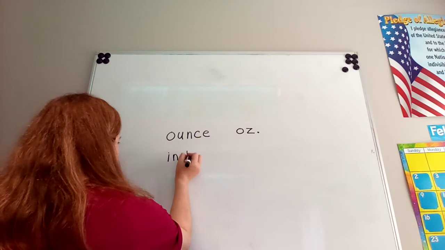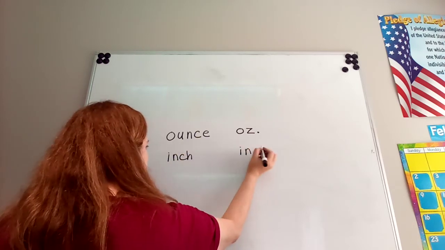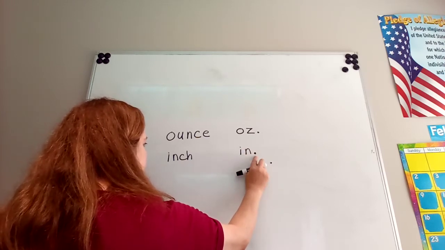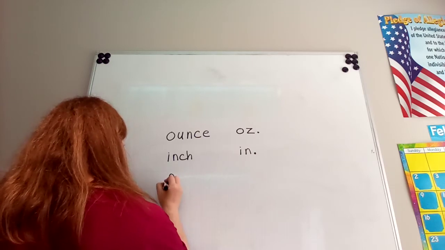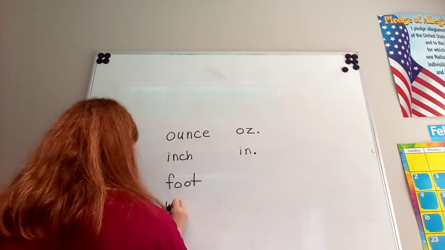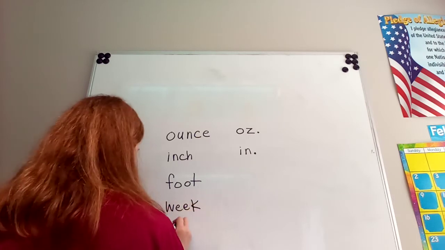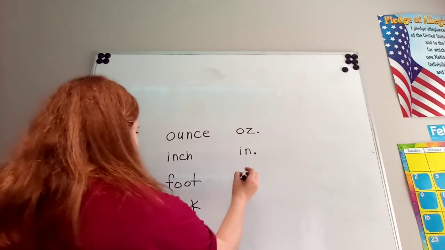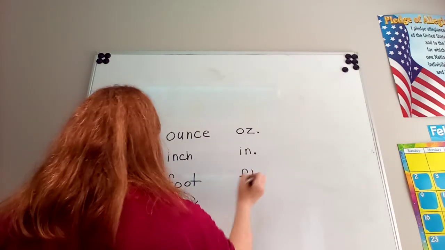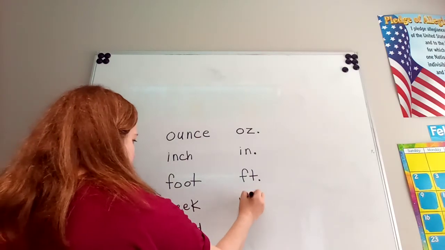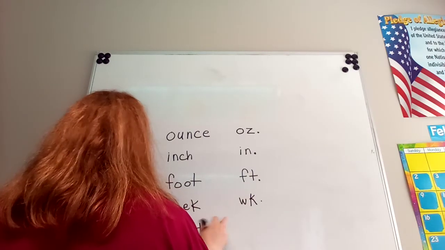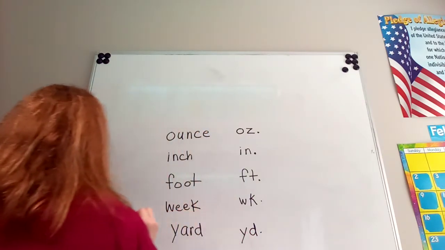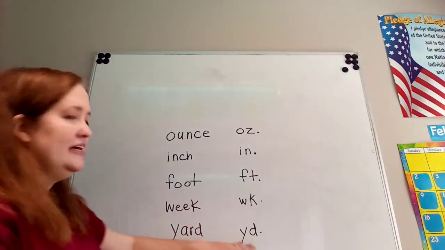Inch is pretty easy too. I-N, we abbreviate it and use the period. So I'm going to write foot, week, yard. And there are abbreviations. So a foot, abbreviated, is FT, period. A week is WK, period. And a yard is YD, period. All right. So abbreviations end in a period.